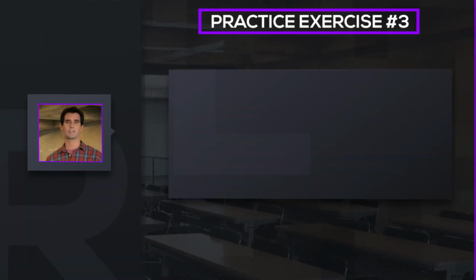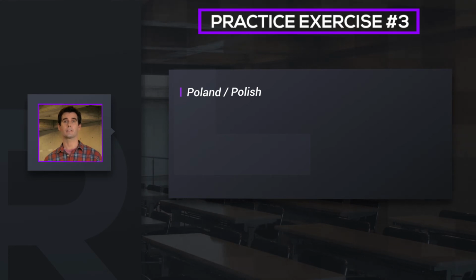In the last exercise, we are going to look at some different countries and think of the adjective for each country. Let's take a look at number one. Number one is Poland. So, what is the adjective for the country Poland? The correct answer is Polish. Try the rest of the questions by yourself. Good luck.